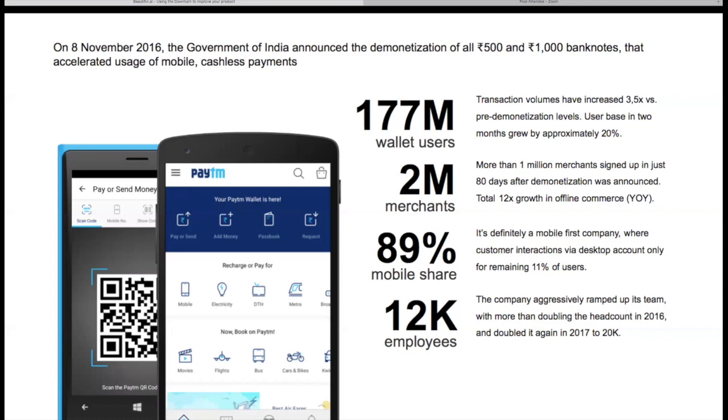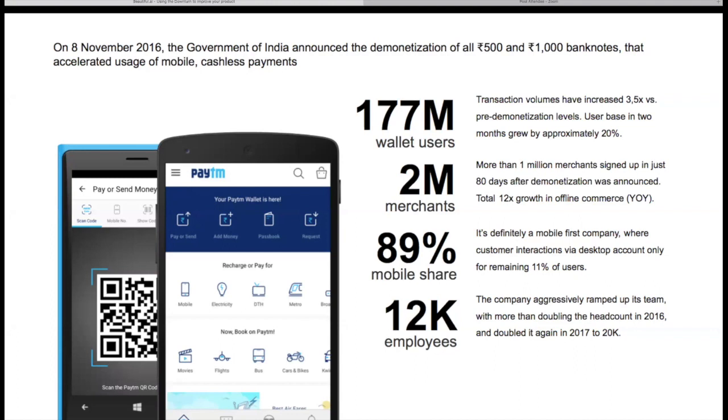And what happened when this demonetization started? Paytm started a really big promotion saying it's not a problem for them. If you don't have cash to pay for your daily groceries, you can use Paytm for that. And what happened? Automatically, those small merchants started to register for the wallet.